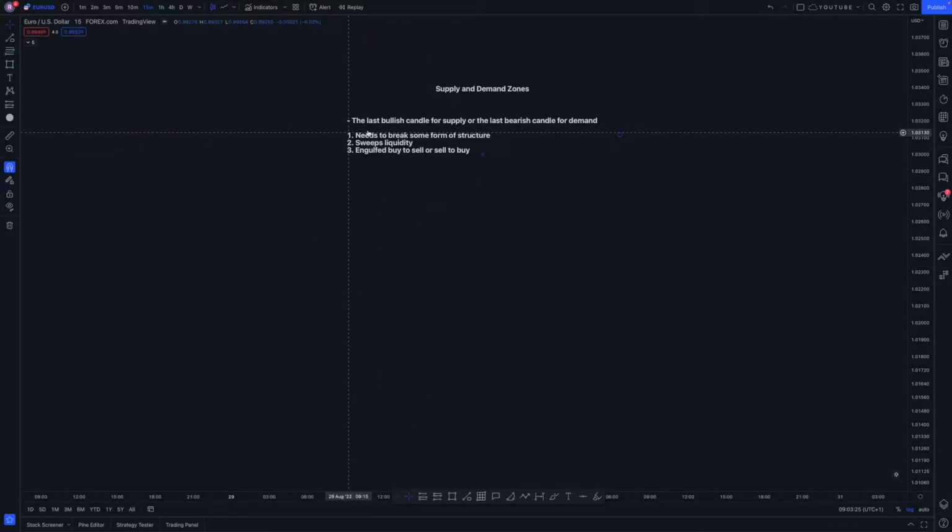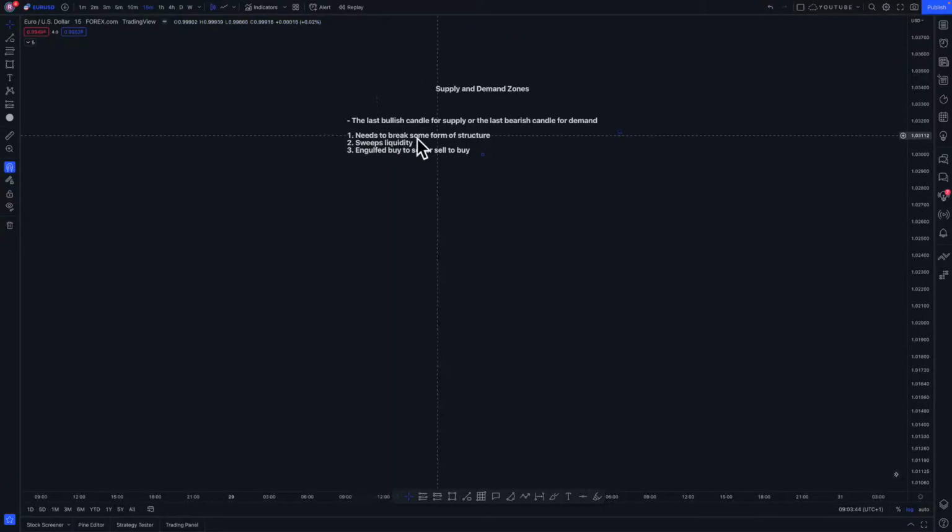We need to see this at all times. We also need to see an engulfed candle in order to use that as a demand or a supply zone. And one that is just an added confluence is a sweep of liquidity, and all this shows is that price has taken out orders and then gone in its chosen direction.